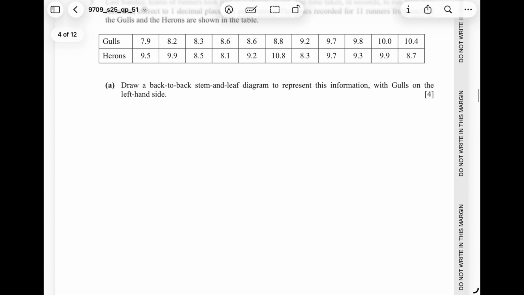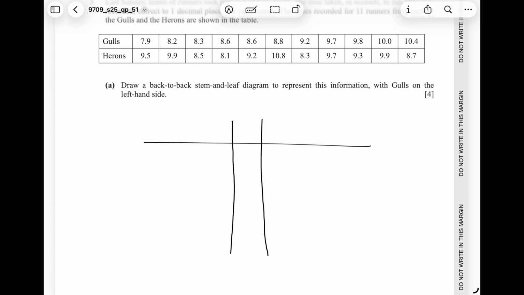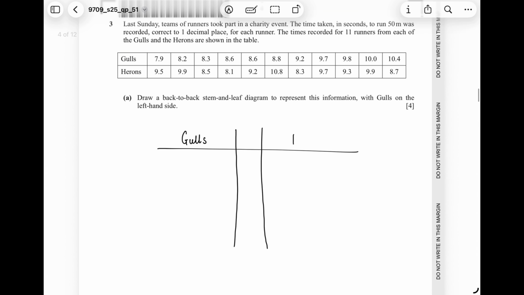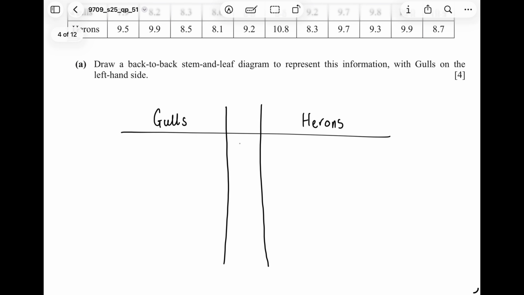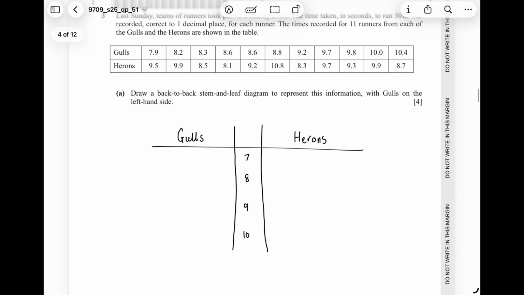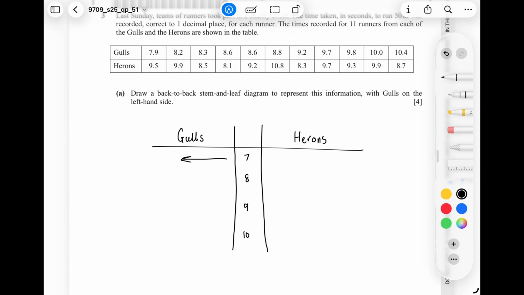So let's draw the stem and leaf. You do 2 long lines for the stem. Then we have to put Goals on the left hand side, and what was the other team again? Herons. Yeah. Okay, so we can see that it starts from 7 and it ends at 10. So we're just going to put the stem at 7, 8, 9, 10, and you're going to quickly write all these numbers. It's going to go this way because it's on the left hand side.